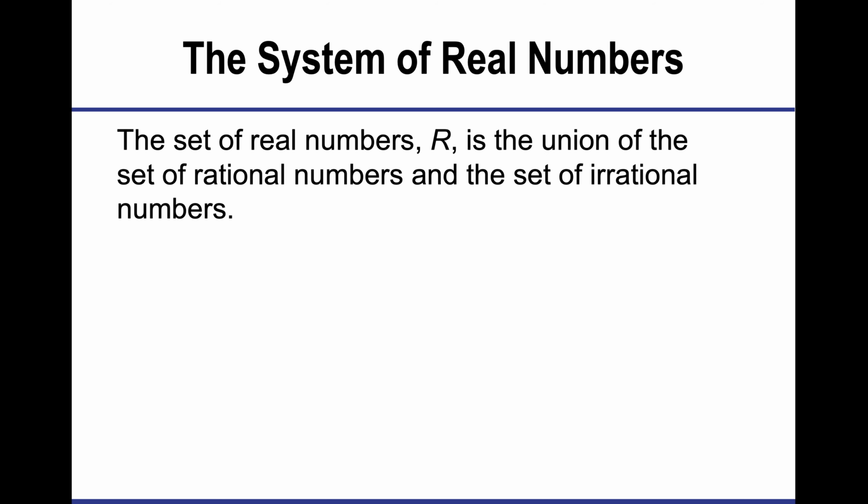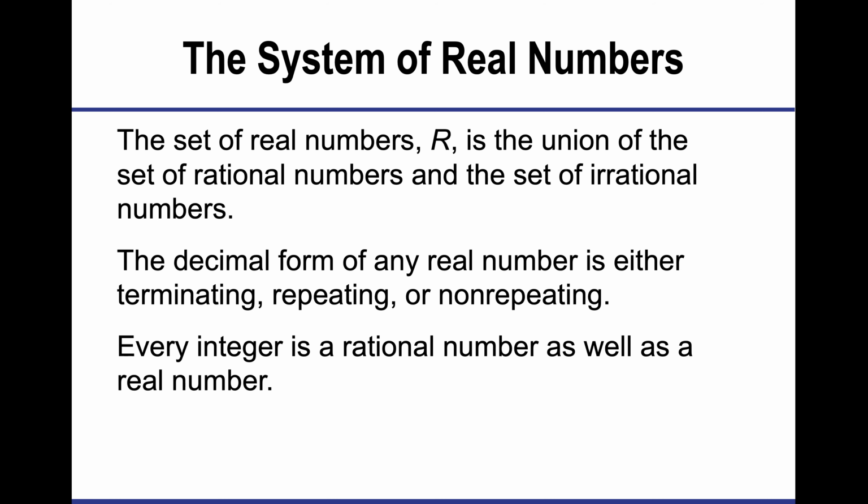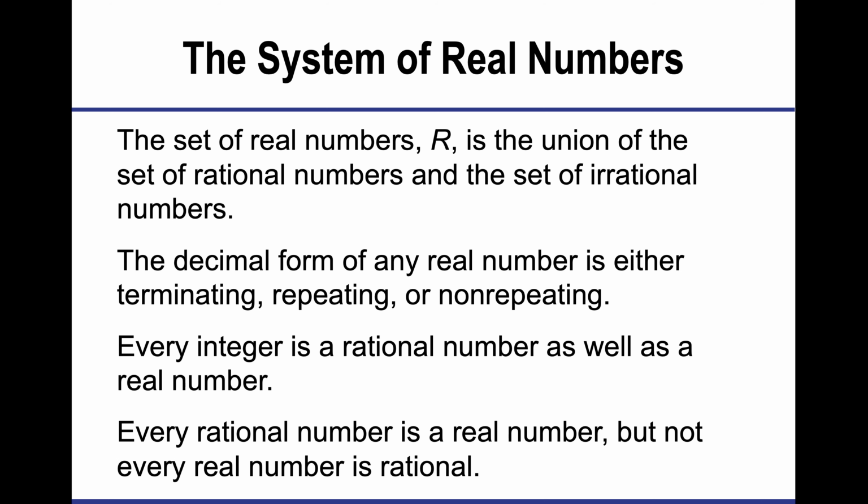Now the set of real numbers, so again, real is that big umbrella, and it's going to have rational and irrational numbers underneath it. So real is kind of like the big blanket. It's going to include a lot of different things in it. The decimal form of any real number is terminating, repeating, or non-repeating. So at that point, I'm encompassing everybody when I say this. So real is kind of like the big idea in math. So integers would be real numbers then, rational numbers are going to be real numbers then.